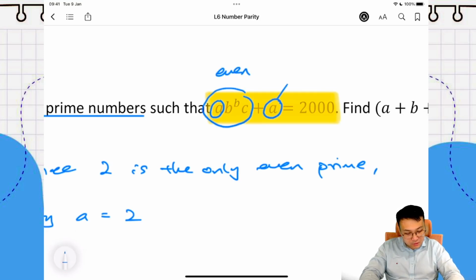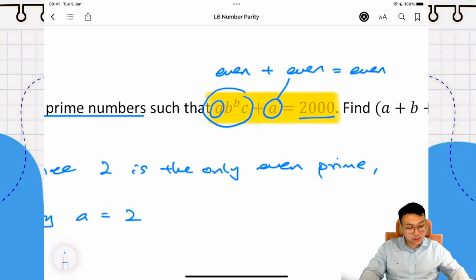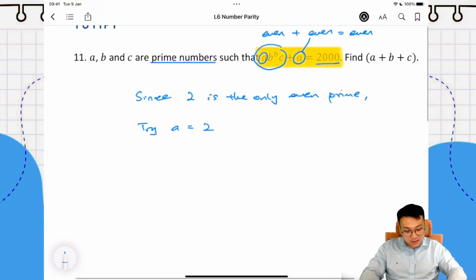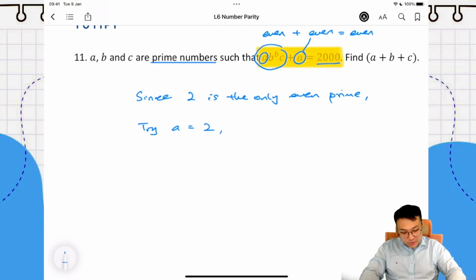And if this is also even, plus even will give me, Peter? Even. And don't you see that 2000 is even? So it makes sense, right? Okay, so let's say A equals 2. Now, if A equals 2, what am I going to have? I'm going to have 2 times B to the power of BC, plus 2 equals 2000.